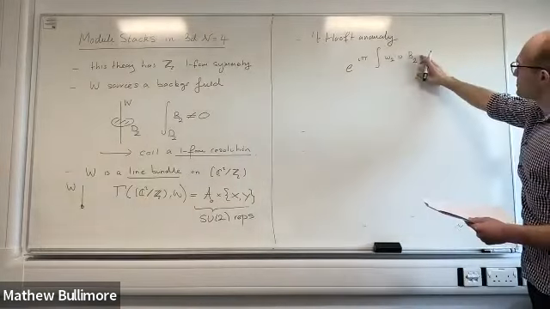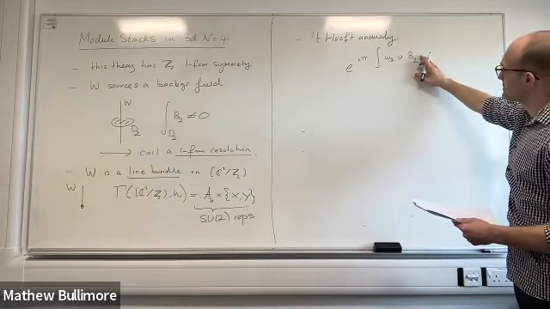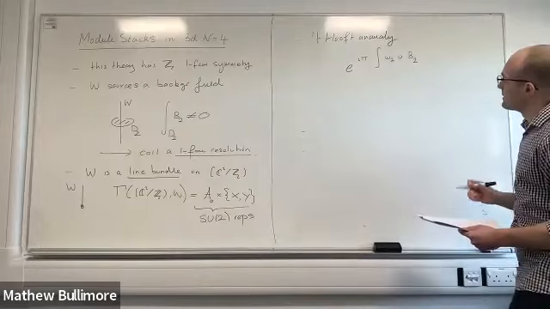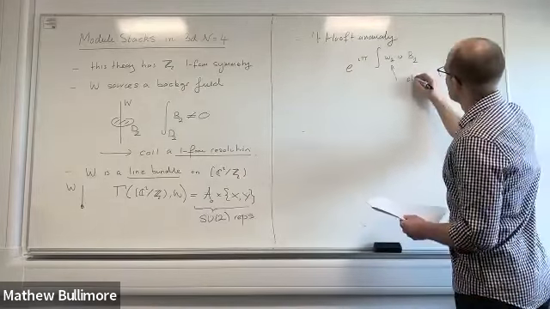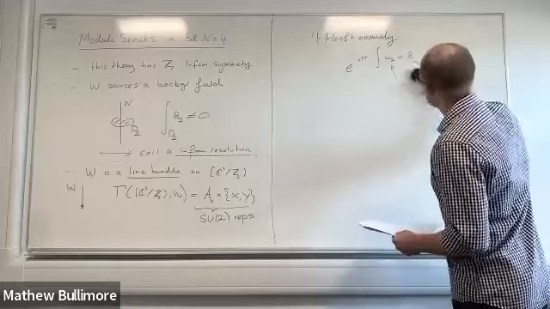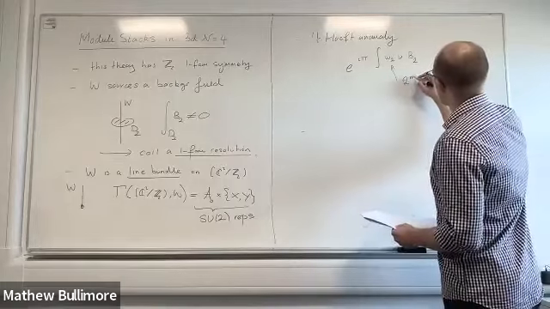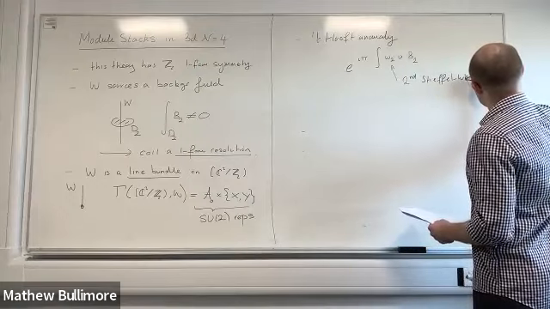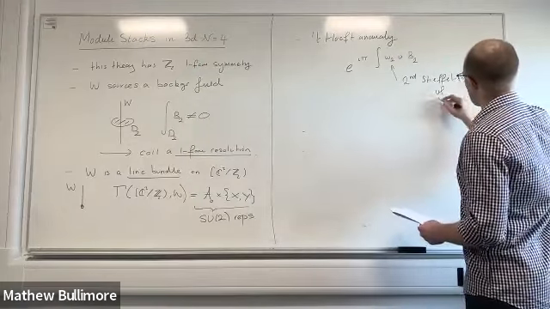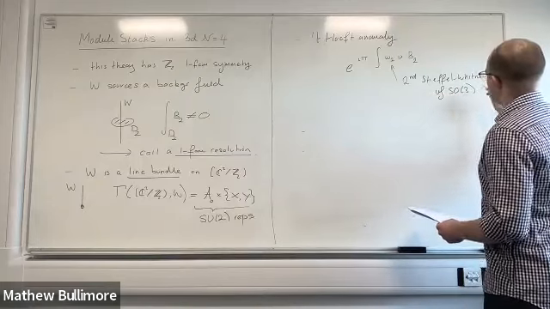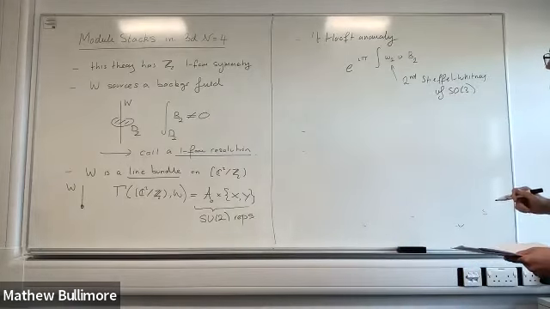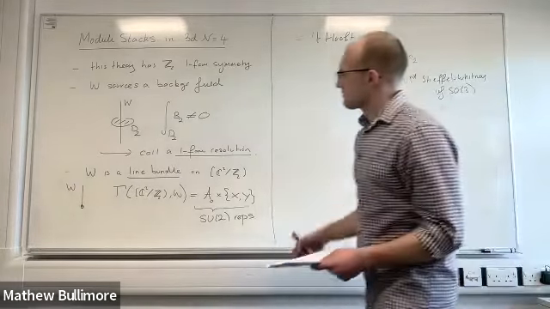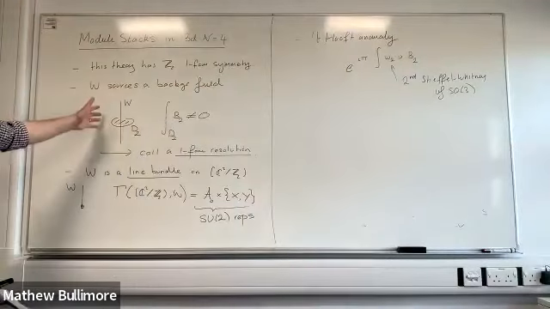So it's a mixed anomaly between the one-form symmetry, the Z2 one-form symmetry, and the SO3 zero-form symmetry. Here W2 is the second Stiefel-Whitney class of the background for the SO3 symmetry. So it's the thing that obstructs lifting it to SU2. Okay. So this is the way this works.